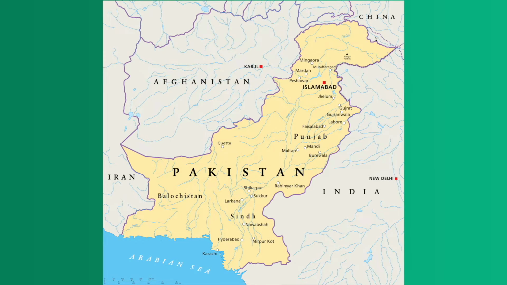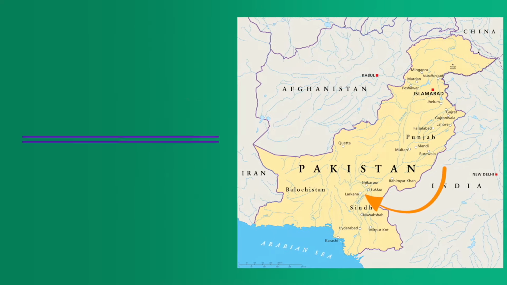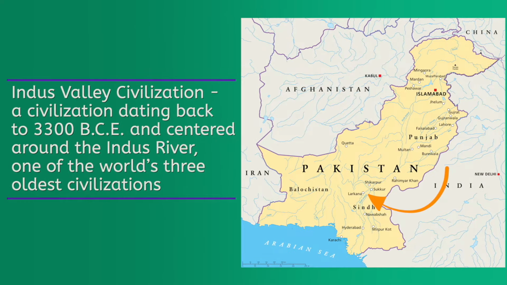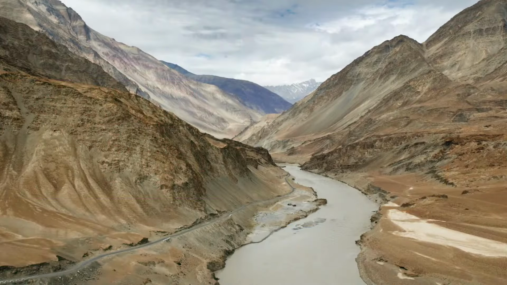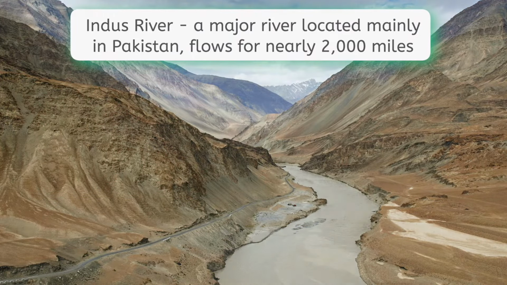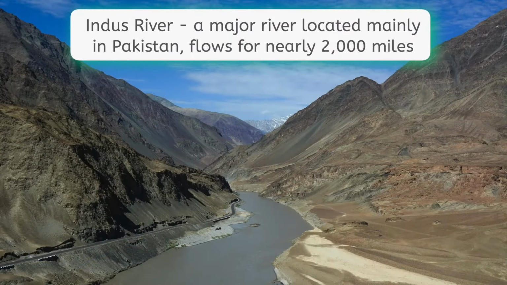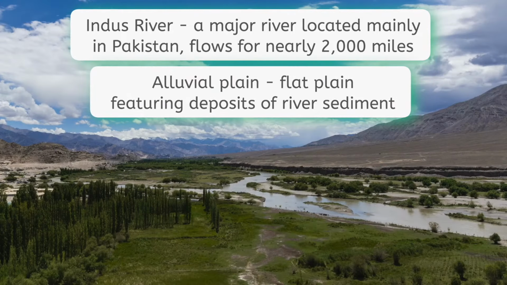Now, why are we asking you about the Indus River? Well, it's basically what started this whole thing we call South Asia. The Indus Valley Civilization, one of the world's oldest, dates back to about 3300 BCE. Flowing nearly 2,000 miles, it's characterized by spectacular gorges as well as by flat alluvial plains, which are flat plains rich in deposits of river sediment.